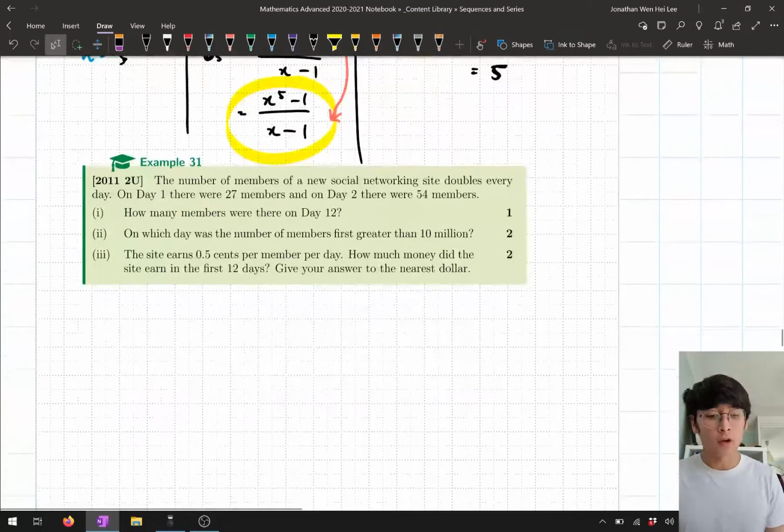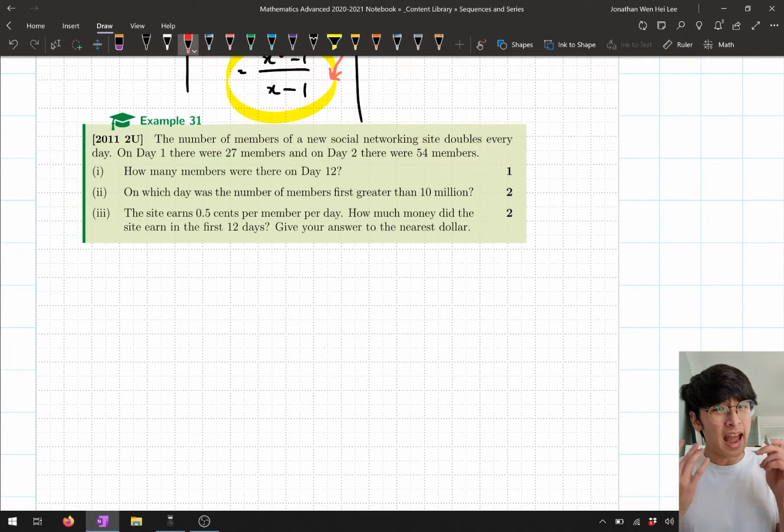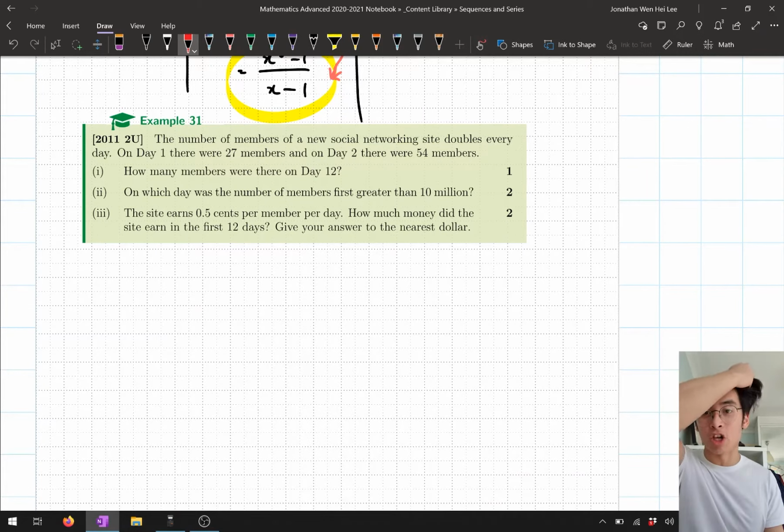Okay, final question I'm going to do, and then we'll have a look at a few questions in our online lesson. The number of members of a new social networking site doubles every day. On day one, there were 27 members. On day two, there were 54 members. Now pause. Just like we looked at last lesson, how do we know that this is a geometric progression? What word indicates to you that we are dealing with a geometric progression here?